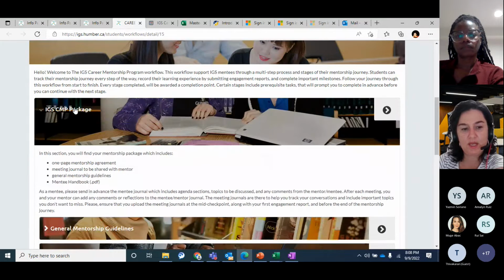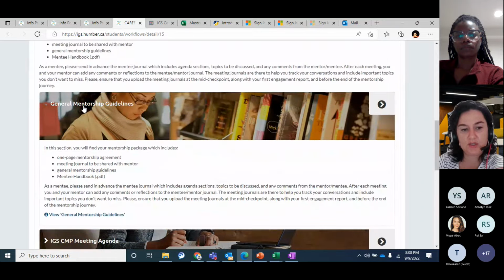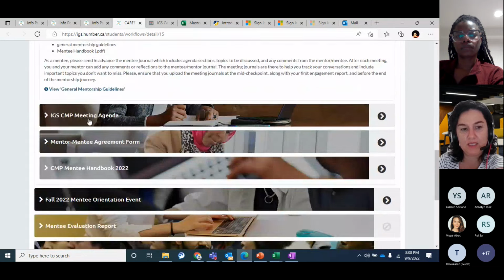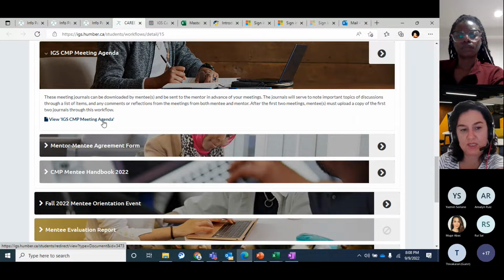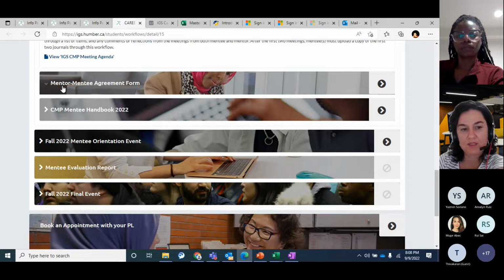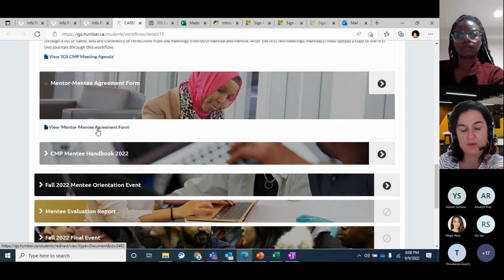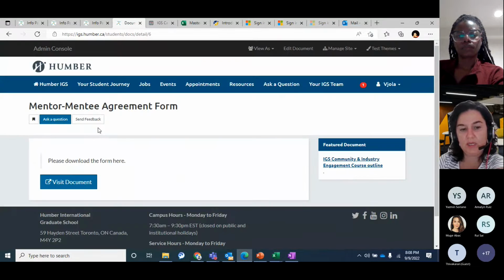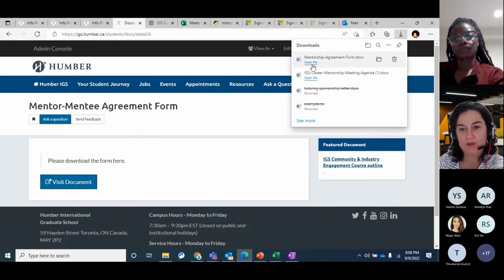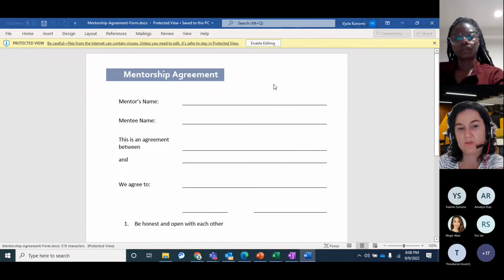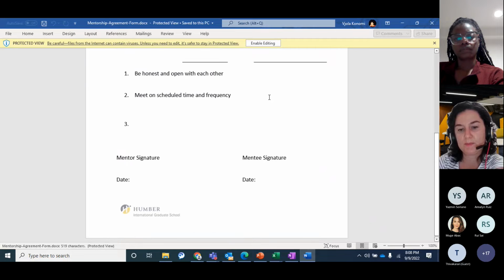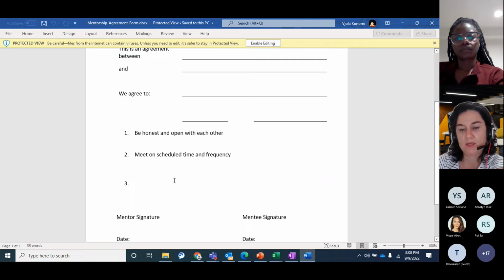So the next one that I want to share: I shared the general mentorship guideline, and I shared the IGS Career Mentorship Agenda, which is this link here. The next one is Mentor-Mentee Agreement Forms. If you click in here and you click on Visit Document, another attachment will be downloaded, and this is an example of your mentorship agreement. You can add as many points as you see fit.